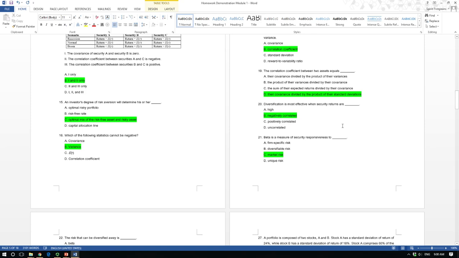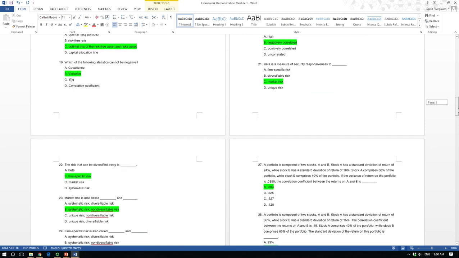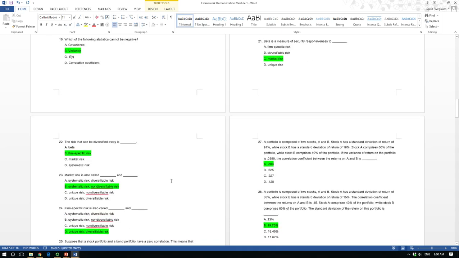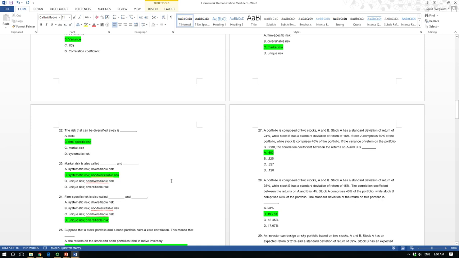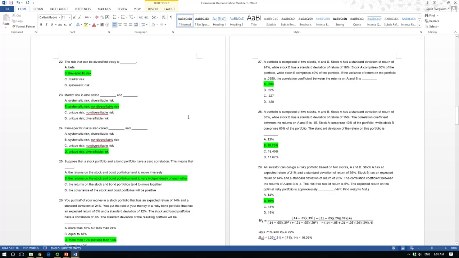Number 21. Beta is a measure of security responsiveness to what? The answer is C, market risk. A stock that has higher beta tends to respond to market risk more significantly. 22. The risk that can be diversified away is unsystematic risk, or firm-specific risk, or unique risk, or diversifiable risk. So here, the answer is B, firm-specific risk. And market risk, also called systematic risk, is risk that cannot be diversified away through a portfolio.